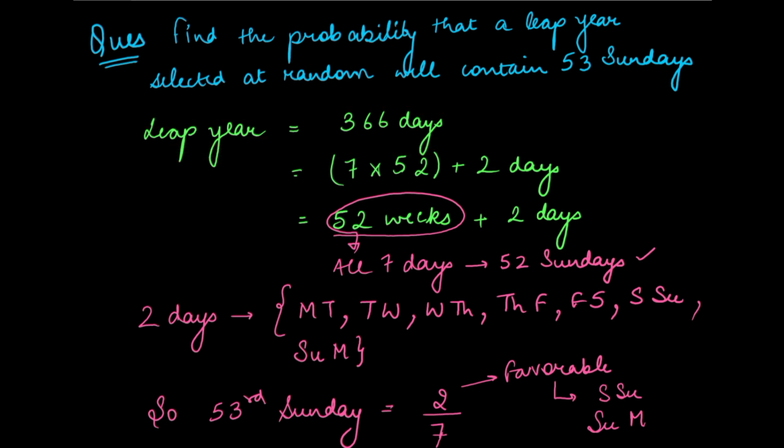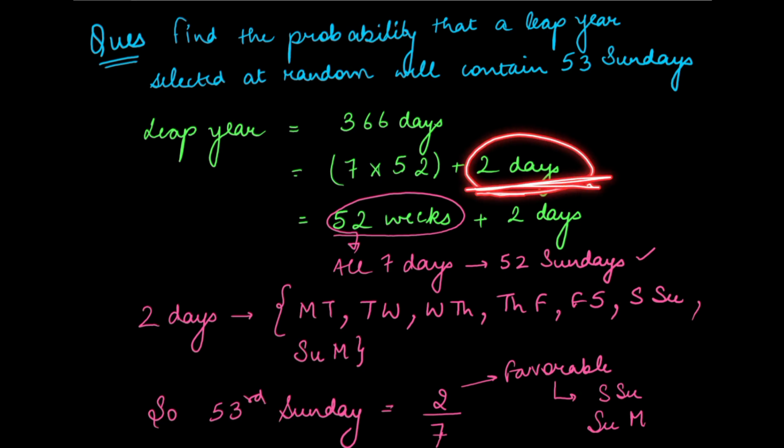We can write 366 as 7 into 52 plus 2. Now the 7 into 52: a week has 7 days, that is Monday, Tuesday, Wednesday, Thursday, Friday, Saturday, Sunday, and 52 is the number of weeks. So these 52 weeks, that is 364 days, have equal probability of getting all the 7 days of the week. Now we are left with these 2 days.